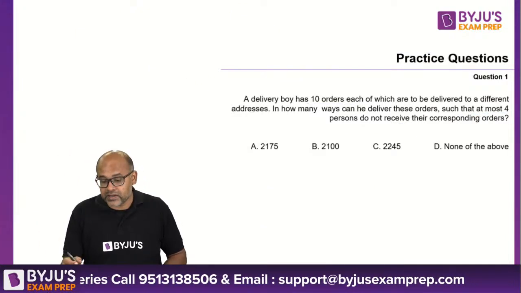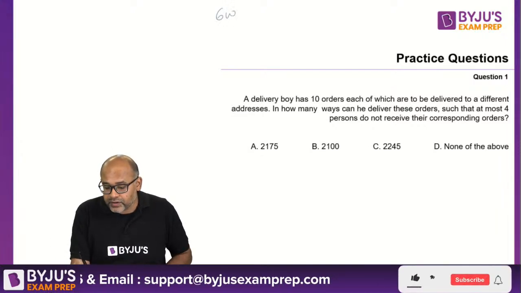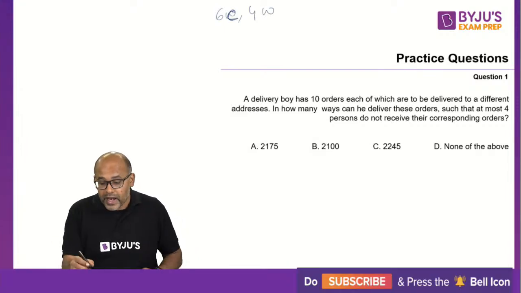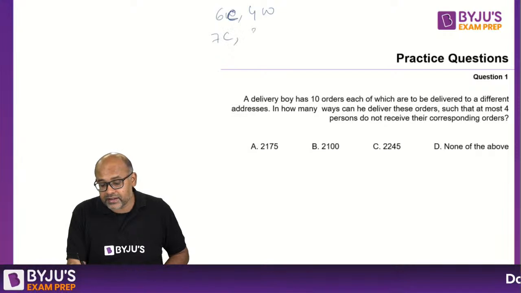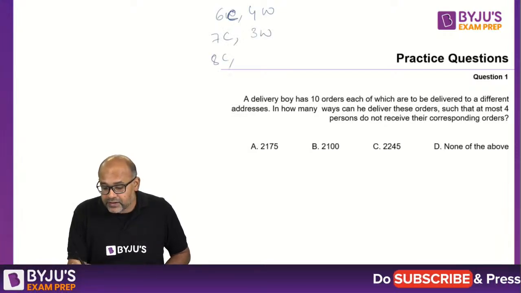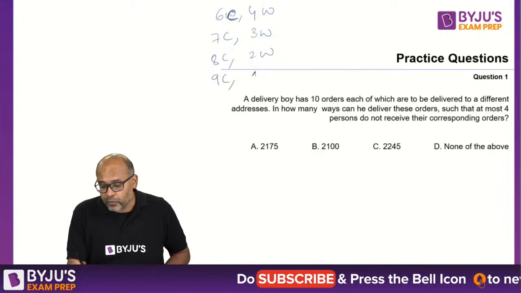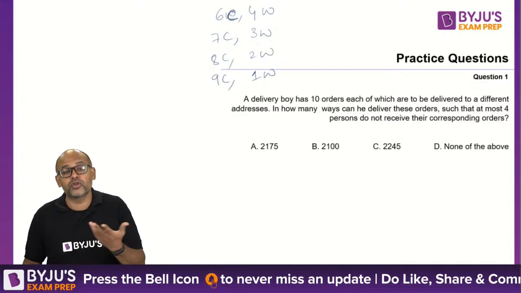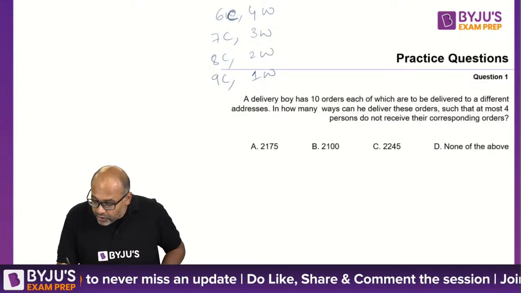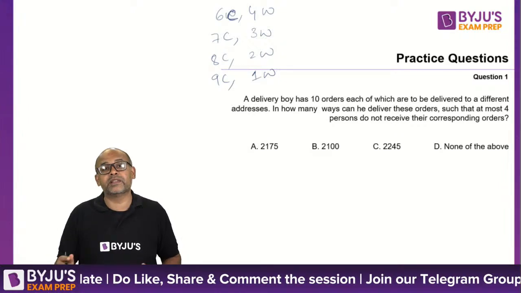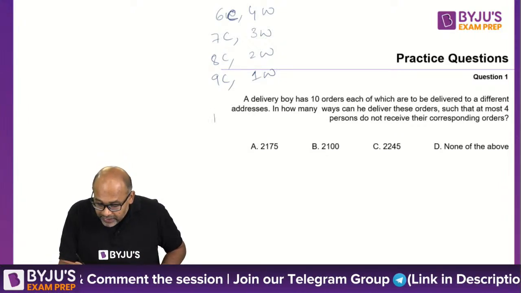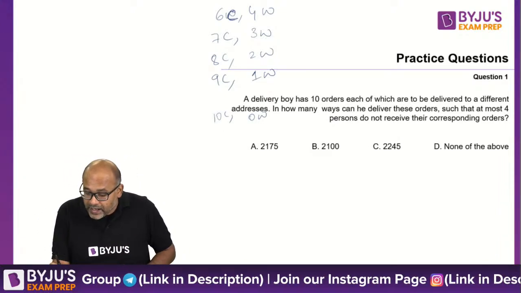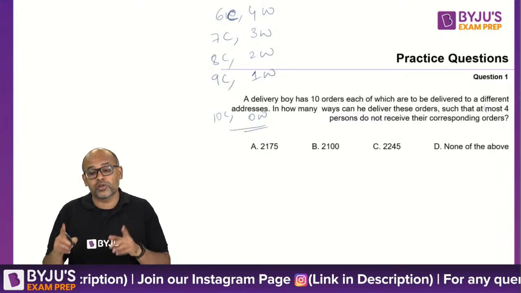I can arrange it in such a way that there are 6 corrects and 4 wrongs. I can put it in such a way that 7 corrects, 3 wrongs, 8 corrects, 2 wrongs, 9 corrects, 1 wrong, and of course 10 corrects and 0 wrongs. Basically all of them are going correctly, which I should not consider, right? Do not receive their corresponding orders. So that's basically 10 corrects and 0 wrong. In fact you should consider it, because maximum 4 wrong means 0 wrong is also considered.